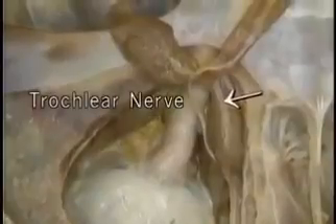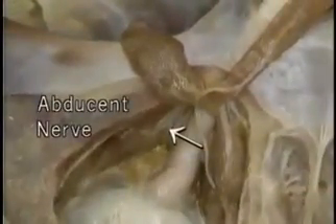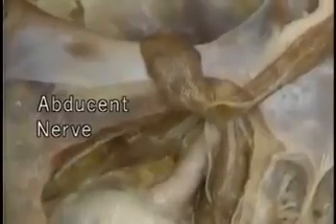Here's the trochlear nerve, the 4th cranial nerve. It supplies just the superior oblique muscle. Here's the abducent nerve, the 6th, supplying its 1 muscle, the lateral rectus, which abducts the eye.